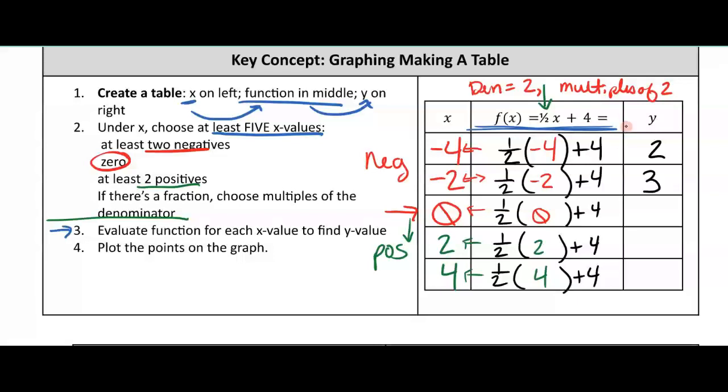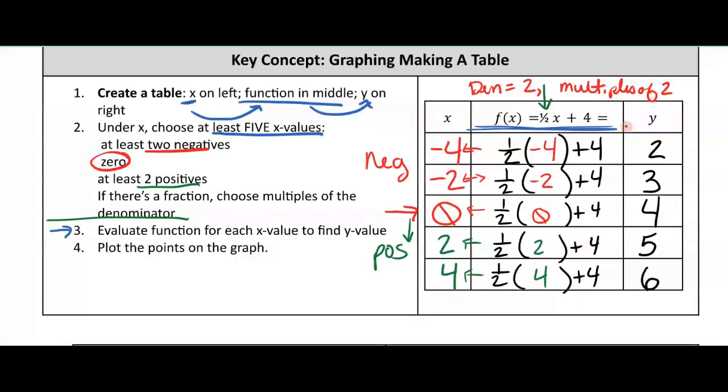What is half of 0? 0. And 0 plus 4 is? 4. Do we notice a pattern forming? Yes. What do we think the next number would be? 5. So let's check. 1/2 of 2 is 1. 1 plus 4 is 5. 1/2 of 4 is 2, plus 4 is 6.